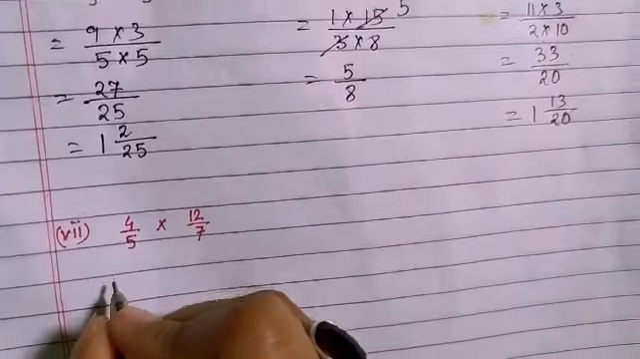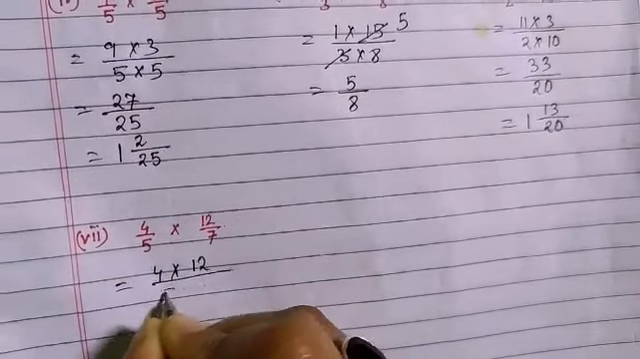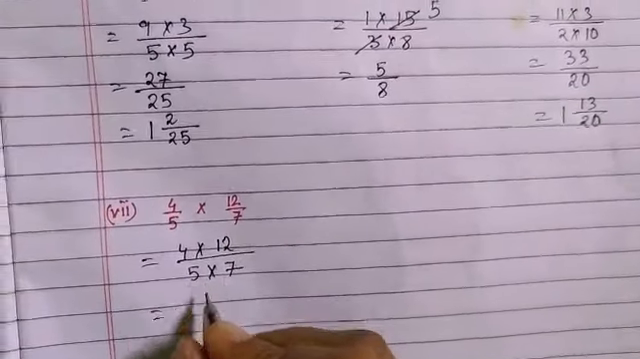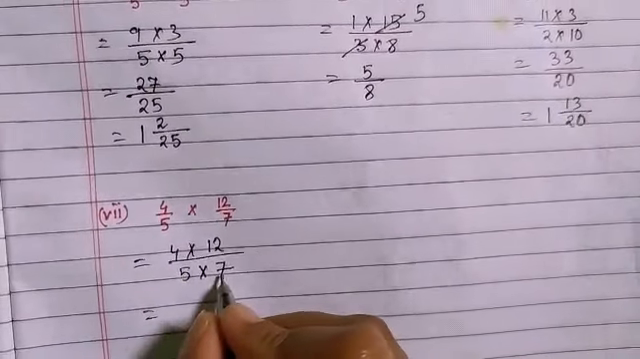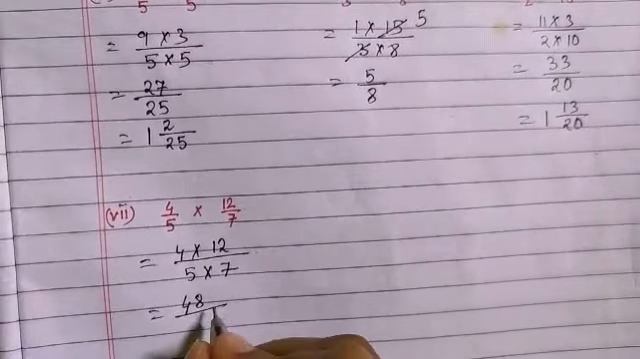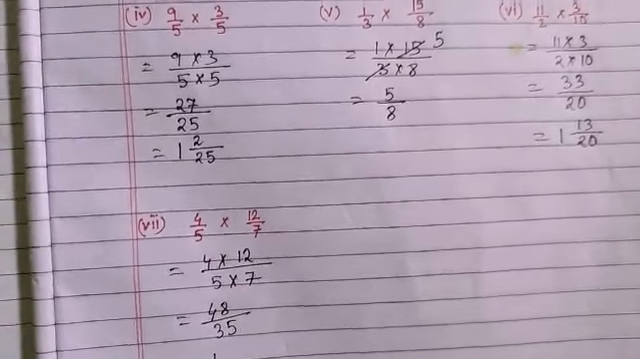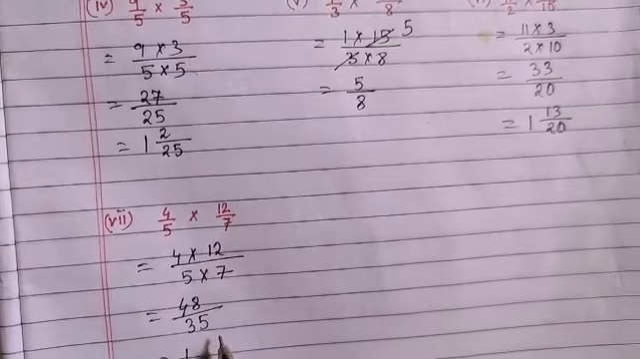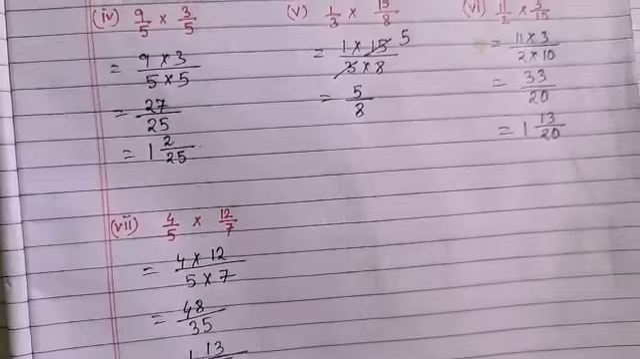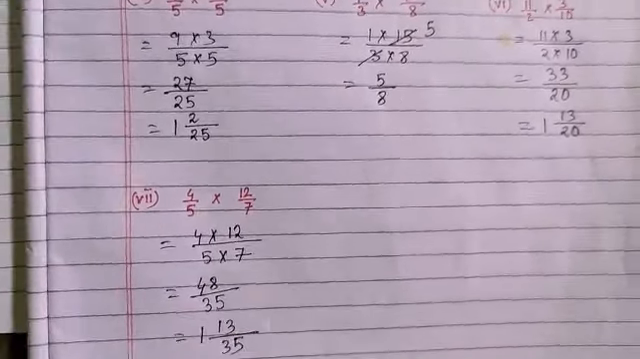Then number 7. 4 into 12 divided by 5 into 7. Here also these numbers cannot be cut, that's why direct multiplication. 4 12s are 48 divided by 35. Then 35 1s are 35, it will be subtracted. 48 minus 35 is 13, so 1 whole 13 by 35.